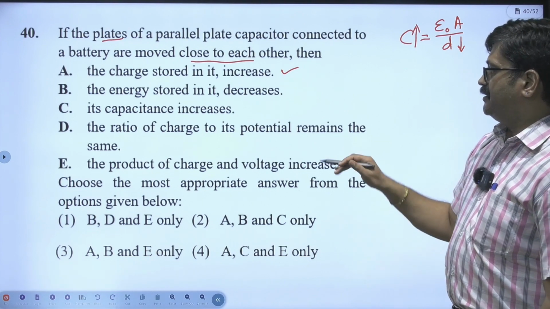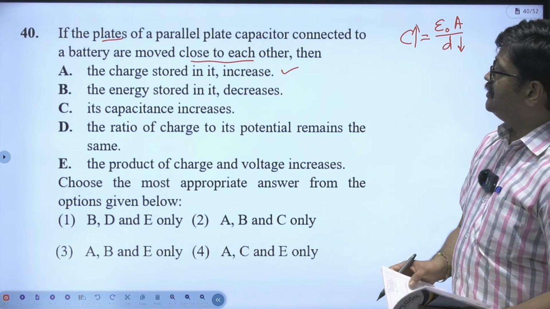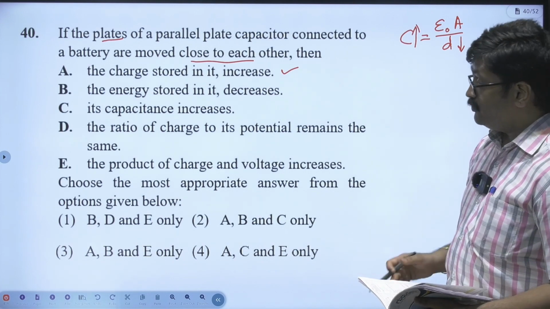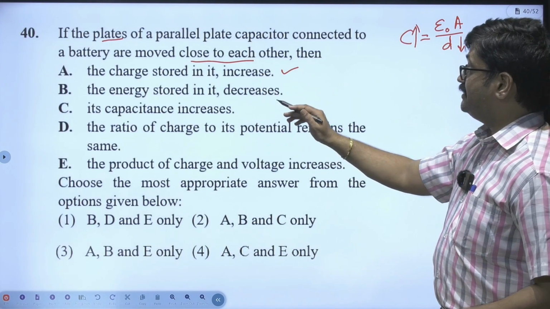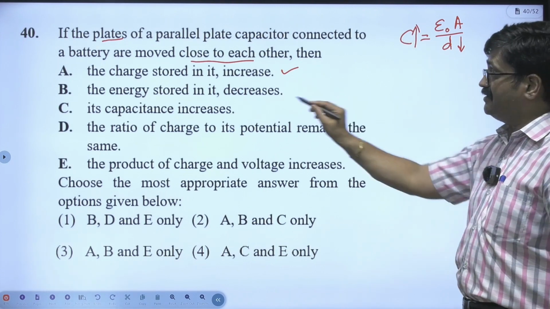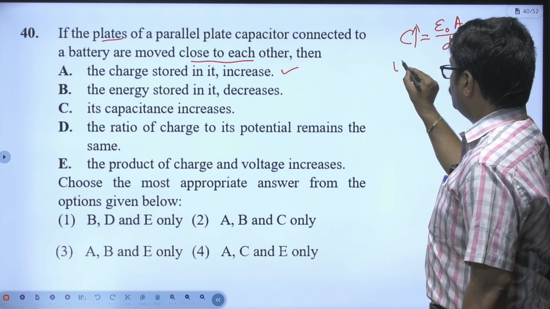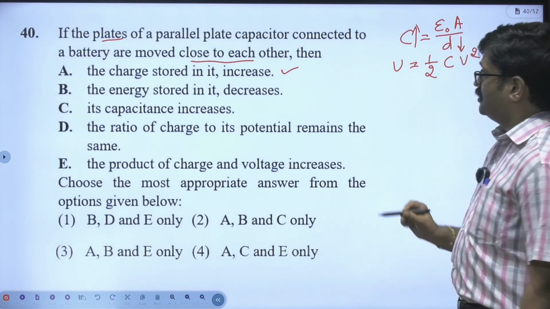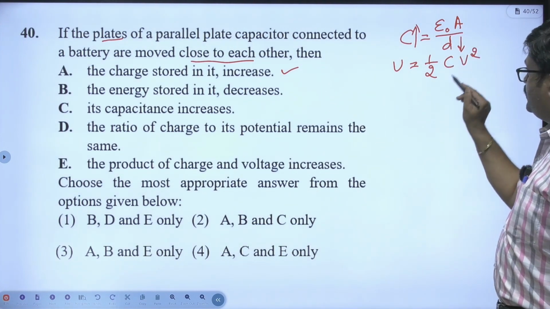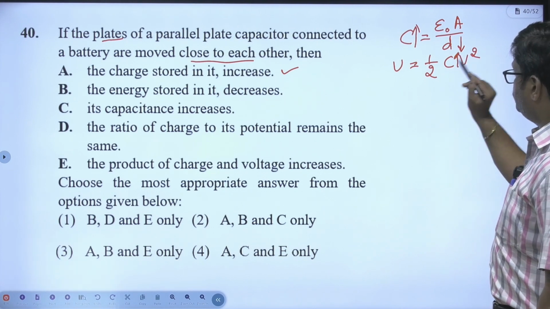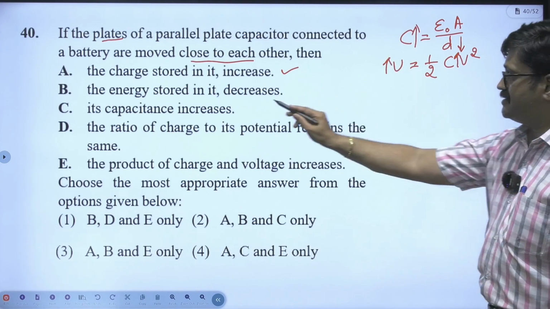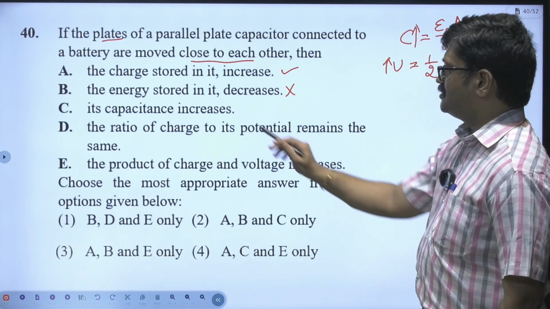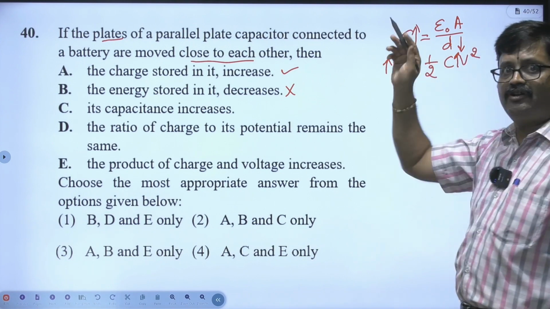Then let us consider the second one. Energy stored in it decreases. Now let us understand this. Since capacitance is increasing, I know that energy U is half CV square. Now the battery is the same, so potential difference is the same, but capacitance has increased. So energy should also increase, but they say that energy stored in it decreases, so I will not be considering this. Then if we consider C, its capacitance increases, definitely yes, I have already answered this, so it is correct.